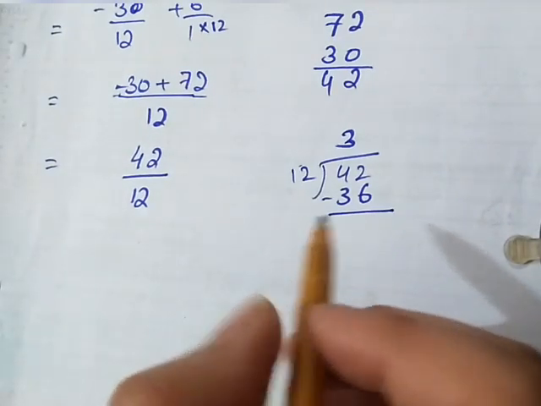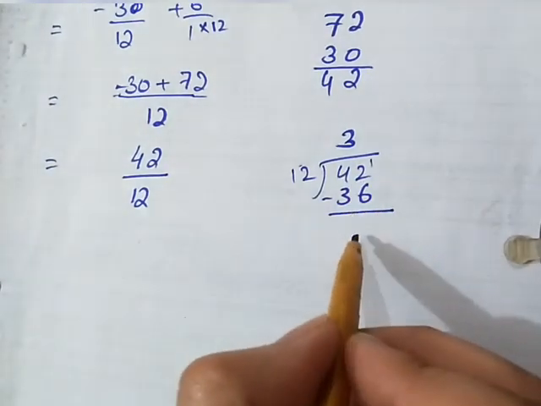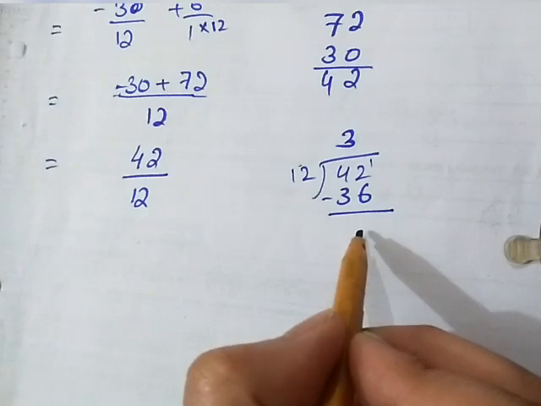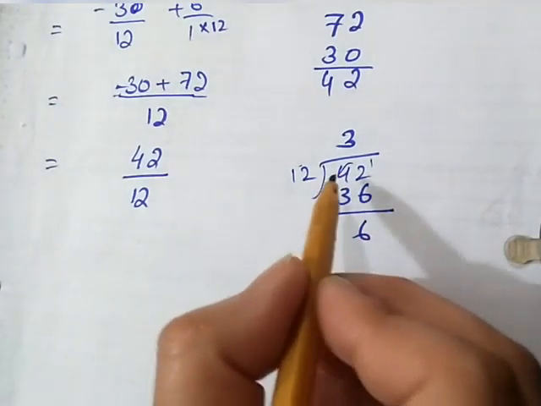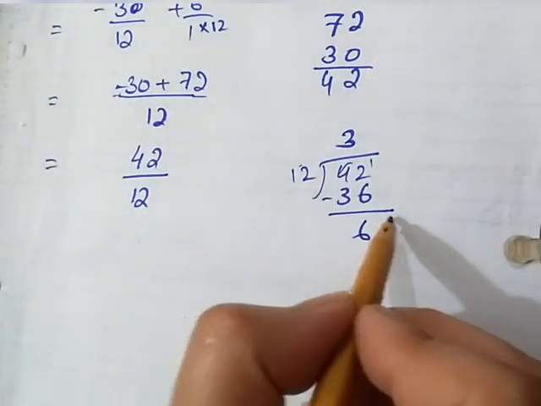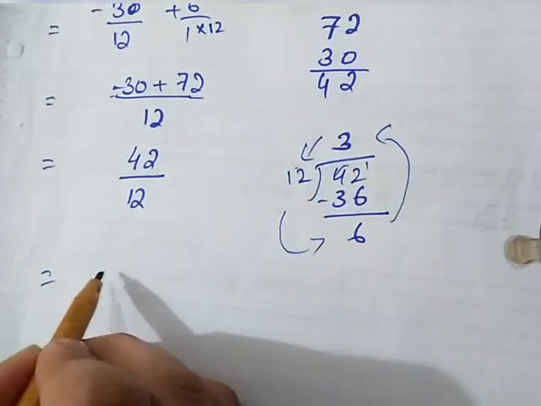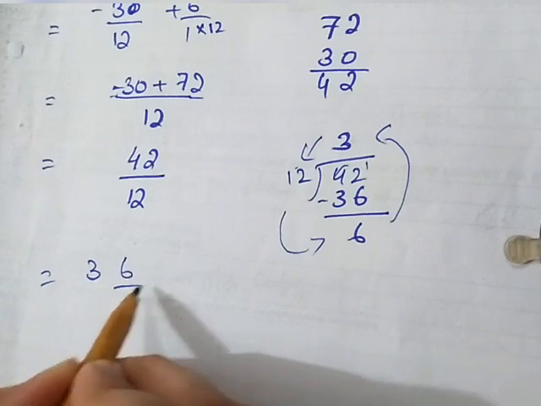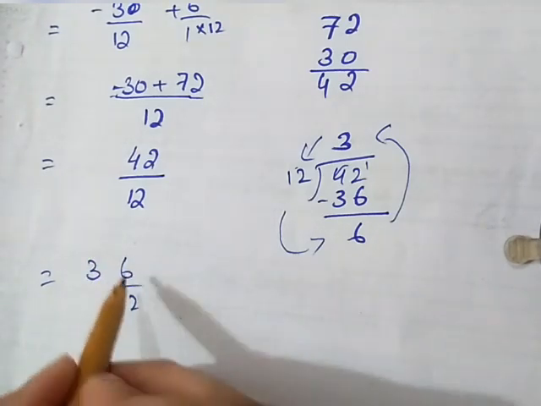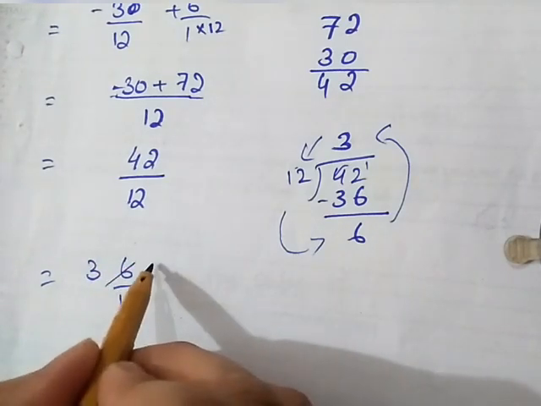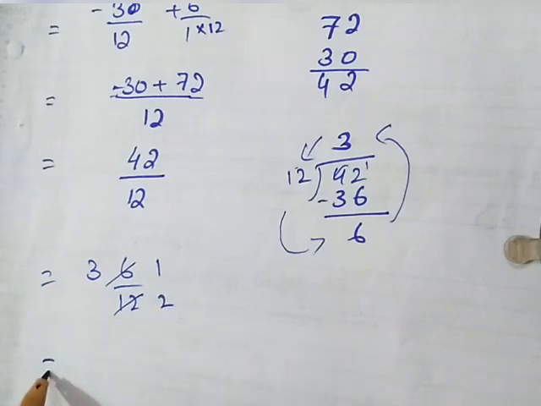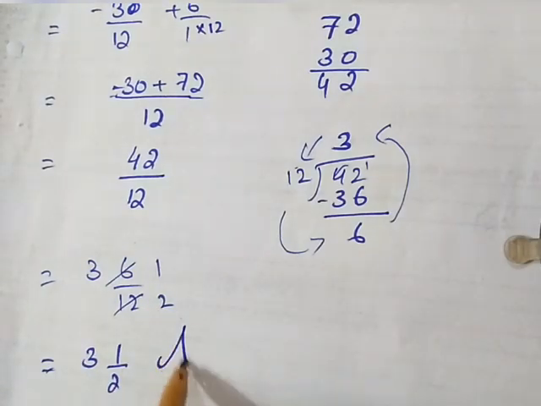Then next subtract 12 minus 6 and 3 minus 0. So here's our division. We just write it down in mixed form, 3 6/12. Now this is again doing cutting. 6 1s are 6, 6 2s are 12. So here is our fraction in mixed form, 3 whole 1 by 2.